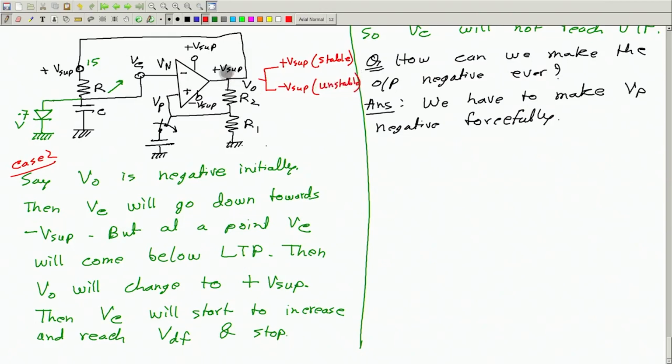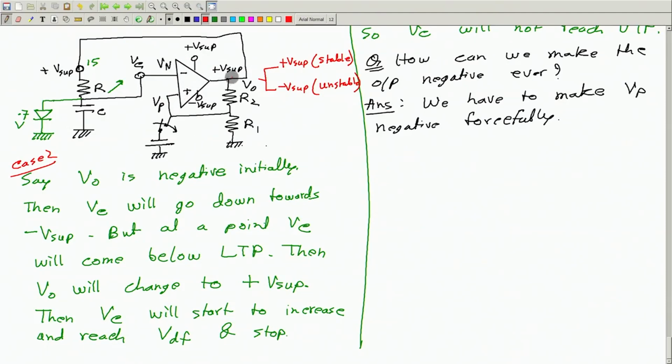because if ever the output is negative, then you see this negative output will try to make the capacitor voltage negative. Okay. So, it will draw or pump out current from the capacitor. So, the capacitor voltage will go down and down, and at some moment this voltage will be lower than the lower trigger point of this Smith trigger, and when that happens, the output will switch to positive. This is because this is an inverting type Smith trigger.